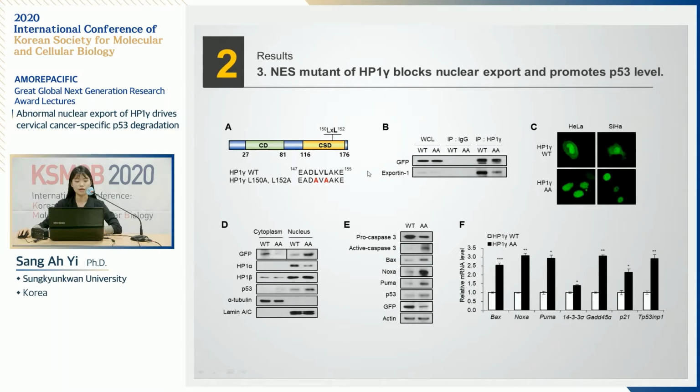So next, we identified the sequence of nuclear export signals within the HP1 gamma protein using a prediction solver. And we generated a mutant vector of HP1 gamma, in which the leucine-rich site recognized by exportin-1 was substituted by alanine mutation. This mutant failed to interact with exportin-1, and thus the protein was detected only in the nucleus. And expression of the mutant vector increased the p53 signaling.